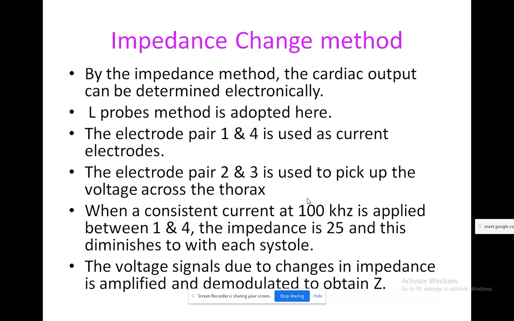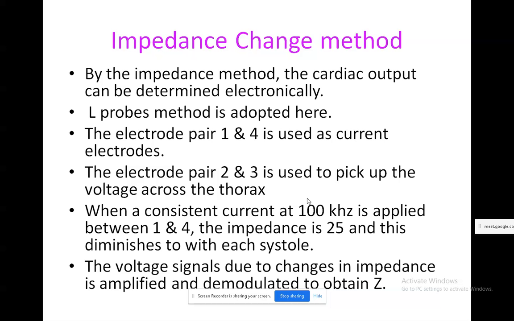Any one of you? Impedance. Impedance means nothing but reactance, both reactance and resistance value together will be called as impedance. That means it's going to resist the flow of blood. Okay, so based on that manner we are going to measure the cardiac output.